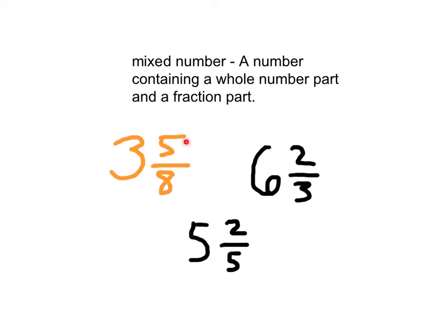We can read them too. This is 3 and 5/8, 6 and 2/3, where there's a whole part and a fractional part, and this is 5 and 2/5, that fractional part being 2/5 and the whole part being 5.